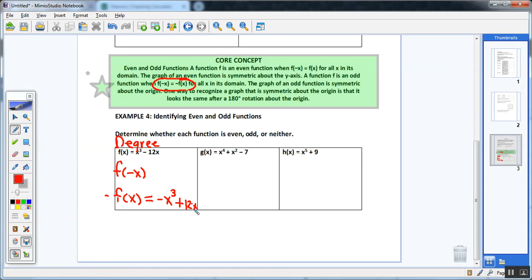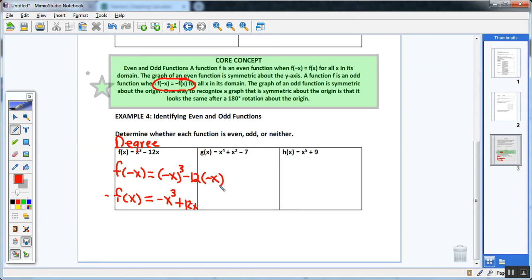Plus 12x. Okay, that's what that is. Now, if f of negative x equals the same thing, then you will know it's odd. So let's do the f of negative x part right up here. This is going to equal the following. This is going to become negative x to the third minus 12 times negative x. This is simply saying put negative x in for x.